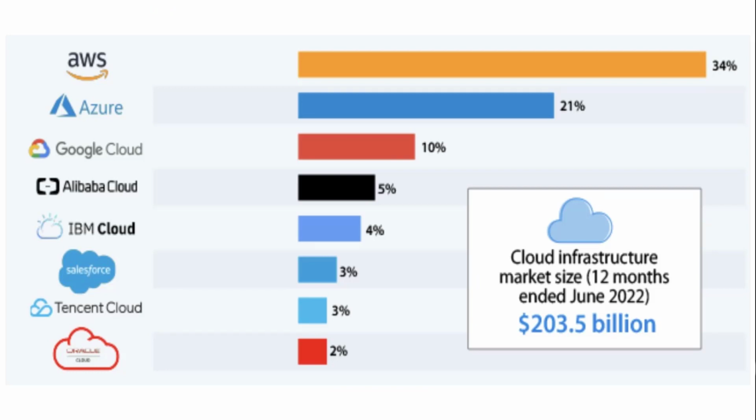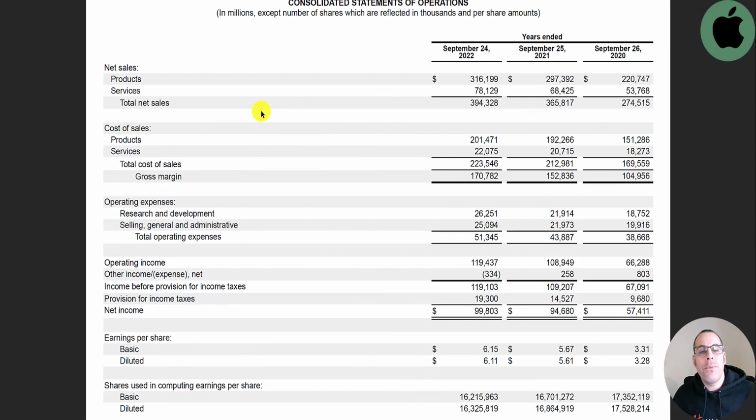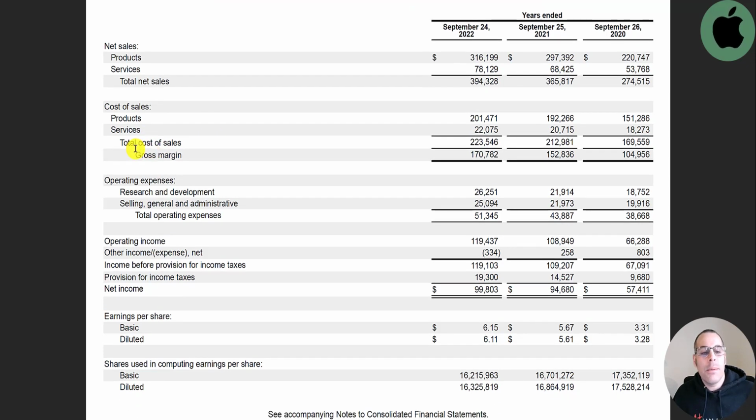But let's go back to the income statement. Underneath revenue, you'll see the cost of revenue. So if they just sold products like the iPhone, they would use the term cost of goods sold. Since some of their expenses come from services, they use the term cost of sales, but it pretty much means the same thing. In order to generate $316 billion of revenue, they spent $201 billion.